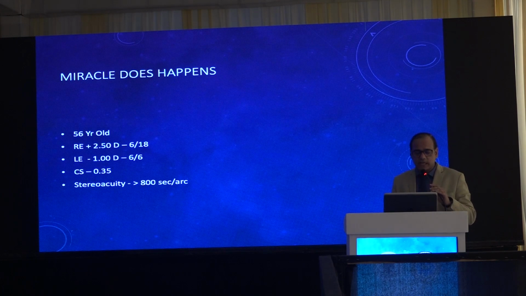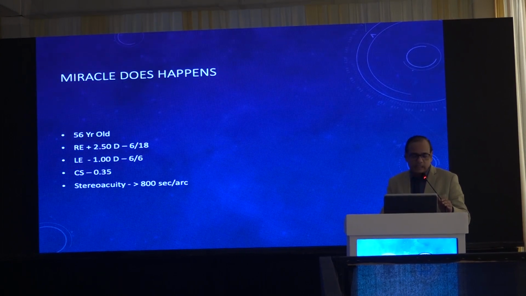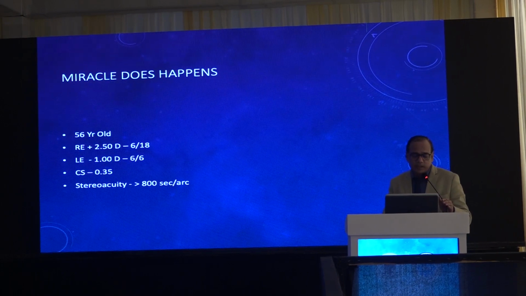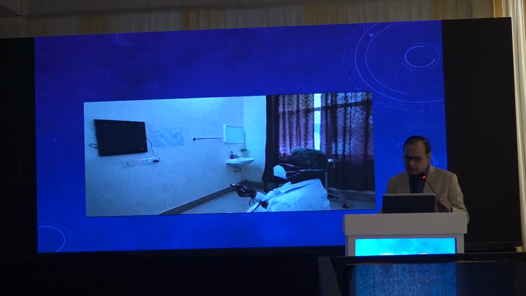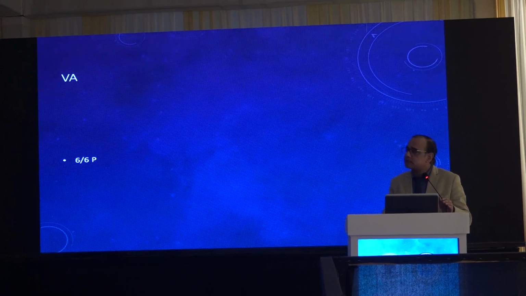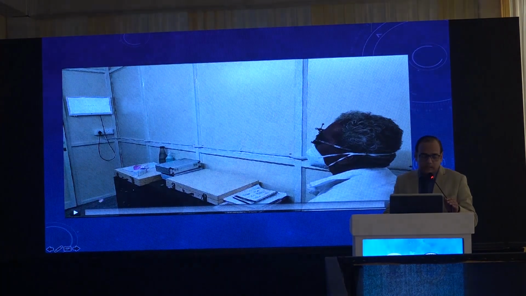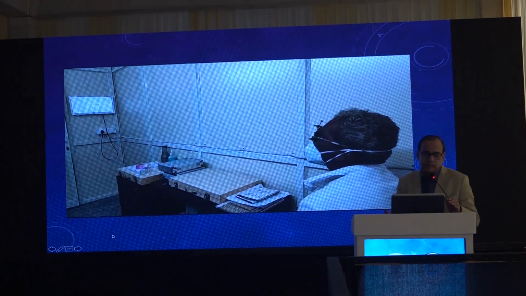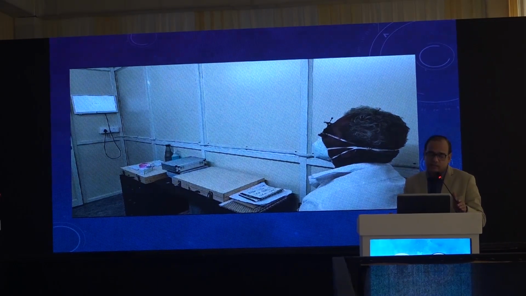And this was a case, a 56-year-old: right eye refraction of plus 2.5, 6/18, and left eye -1 diopter to 6/6. The contrast sensitivity was 0.35 and stereo acuity more than 800 seconds of arc. So he did the exercise, and after 1 week, the vision improved to 6/6 partial. This is after treatment. He is reading the 6/6 partial line on the logMAR chart.